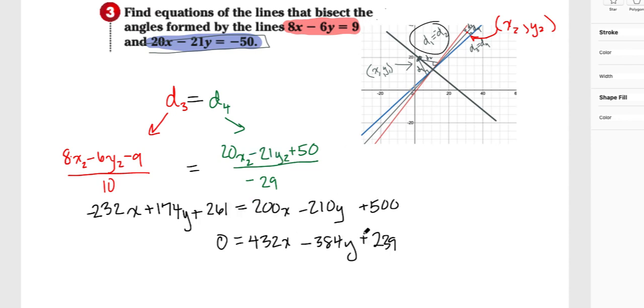And with a little bit of work, we get that this equation here that has its distance being D3 and D4 is going to be this equation here, 432x minus 384y plus 239 is equal to 0. Or you can move the 239 to the other side. And notice I ended up dropping the x sub 2 because we're looking for all x's that have this relationship.